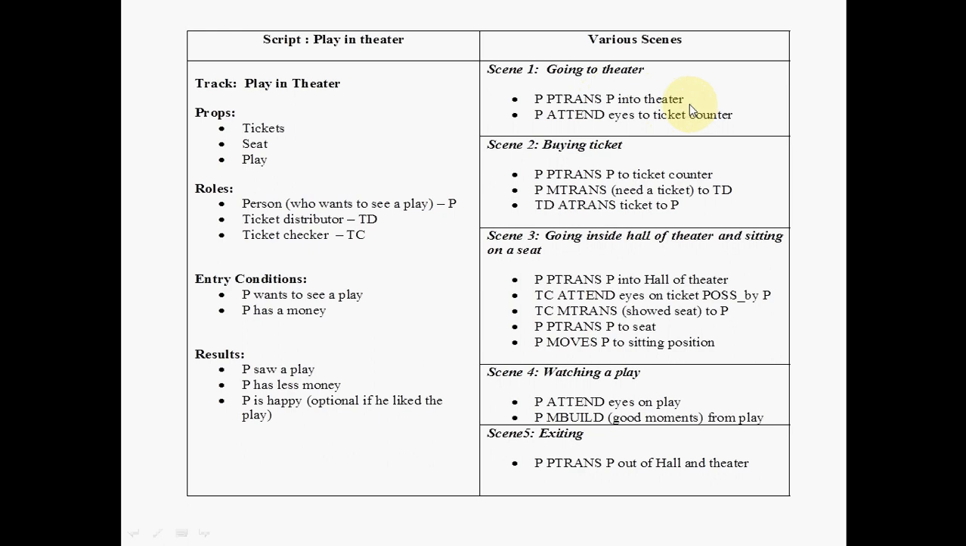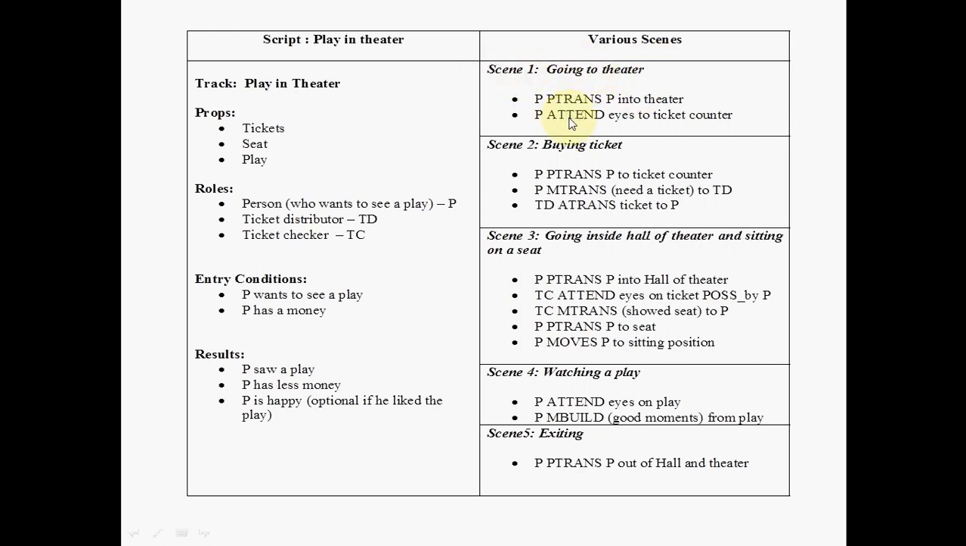Once after you go into the theater, you can't just go and sit in the movie hall or play hall. You have to first go and fetch the ticket. So you have to look out for the ticket counter. Where is the ticket counter? And looking out means seeing. Which action is used for seeing? Attend. So P attend eyes to ticket counter. He walks into the theater and attends his eyes to the ticket counter. So this is going to the theater, scene 1.